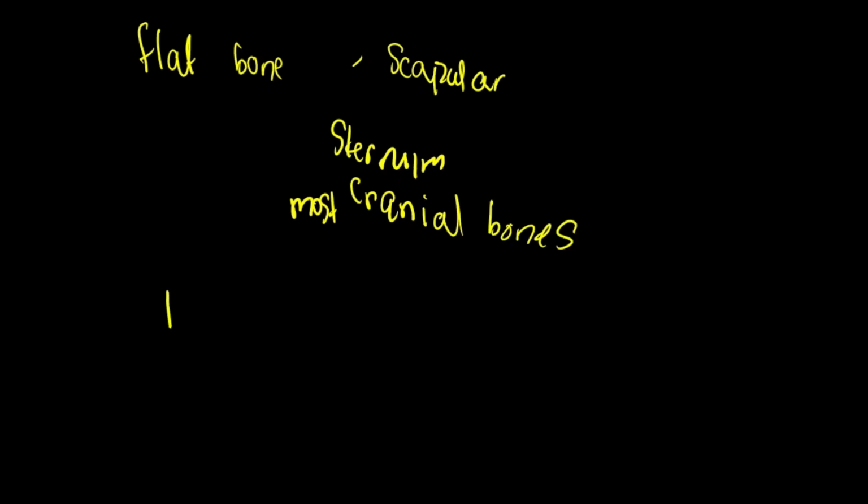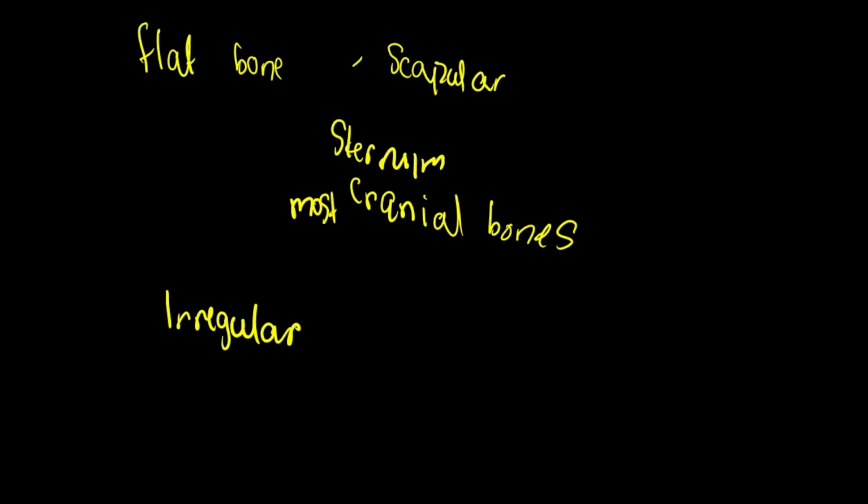For the irregular bones, we have bones that do not fall into any other class. They do not fall as long bones, short bones, or flat bones. They do not fall into any of those categories. They have more of a complicated shape. The vertebral bones are irregular bones. You can't exactly say that they are short. You can't say that they are flat. They are not long either. They just have a weird and complicated shape. Those are the irregular bones.